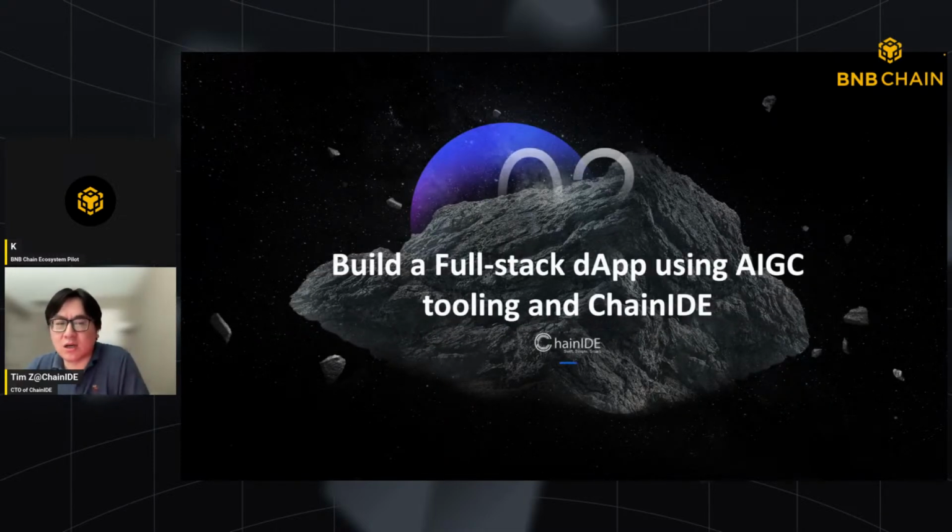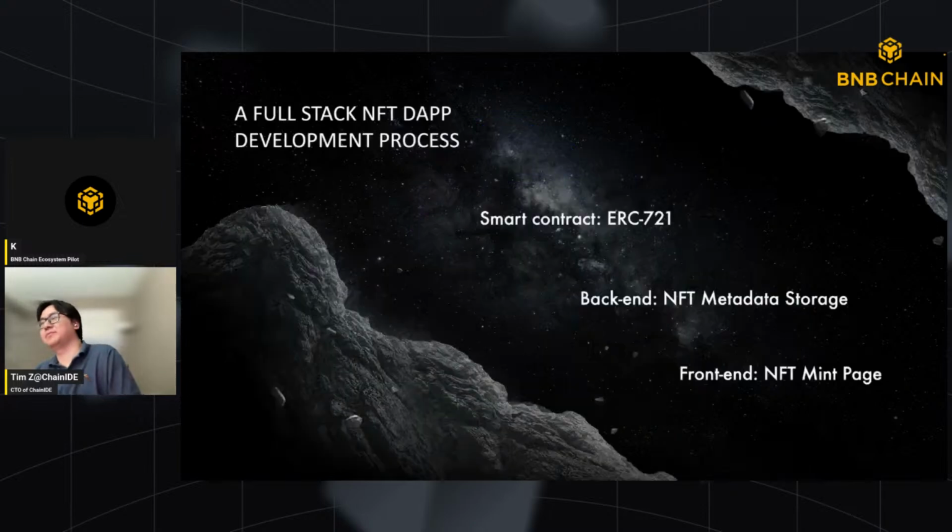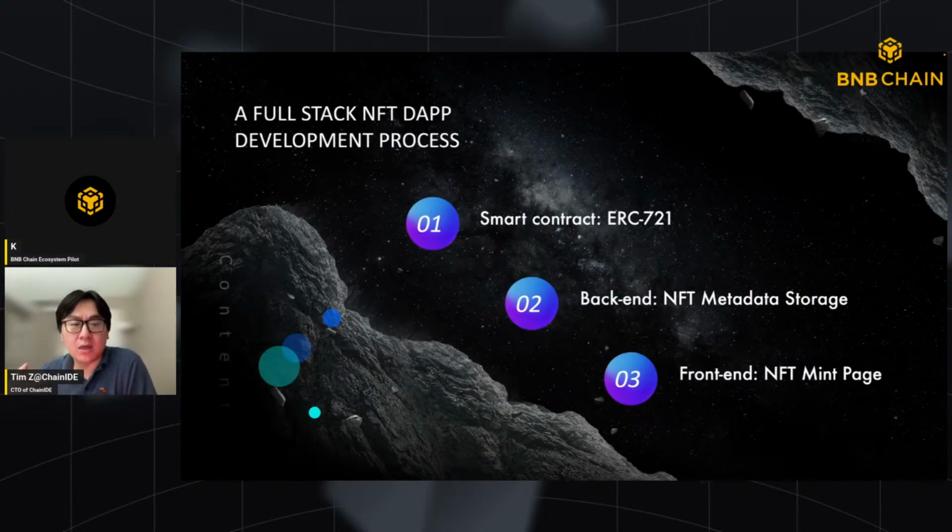So I think we already covered a bunch of tooling that can be used in Web3 app development, but how to do that? Right now I want to give you an overview of one of our past practices of incorporating all these AIGC tools in ChainIDE to build a full stack decentralized application on BNB chain. The application isn't novel, isn't new. It's just a full stack NFT dApp.